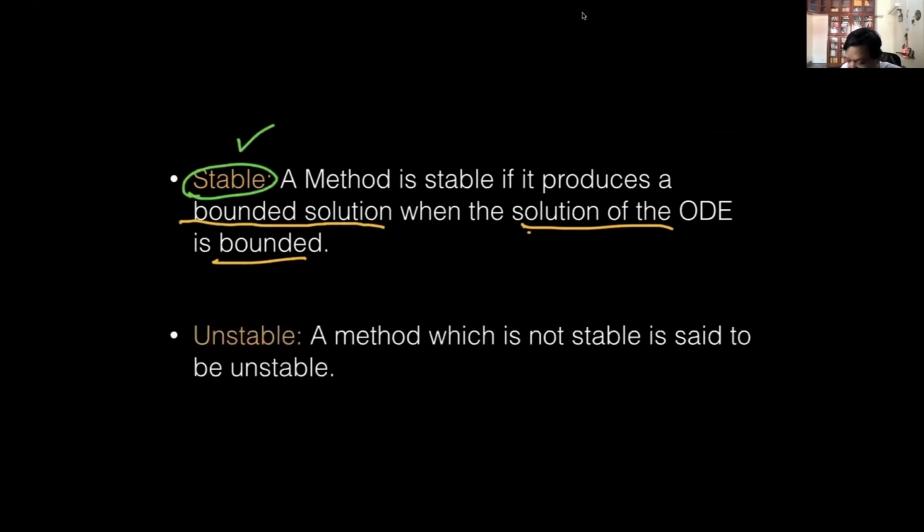Now, we define what a stable method is. A stable method is one which produces a bounded solution when the solution of the ODE is bounded. So the exact solution is bounded, and a method that produces a bounded solution is then stable. And we want this scheme to be stable. But some schemes do not satisfy this property, and a method which is not stable is called unstable.